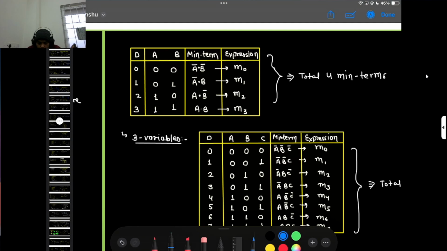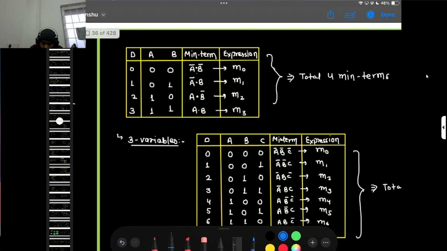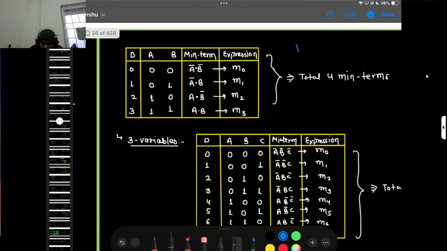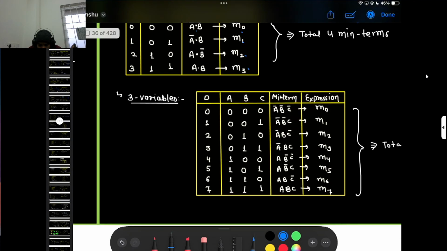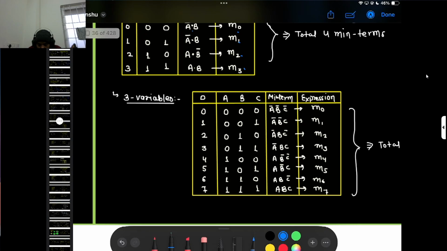Here, minterm it is a bar b bar. If 0 then it's a bar, and if 0 then it's b bar. Normally if the a position is 1 then a, otherwise if 0 then a bar; if the b position is 1 then it's b, and if 0 then it is b bar. Okay, so these are the minterms m0, m1, m2, m3. This is the expression, and this is my minterm, and this is three variables a b c.